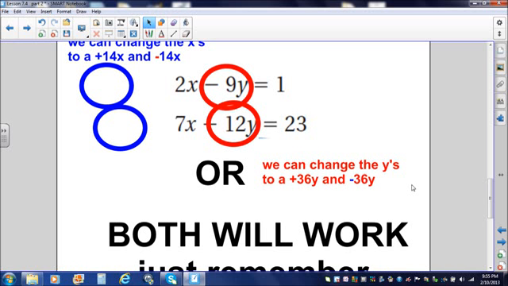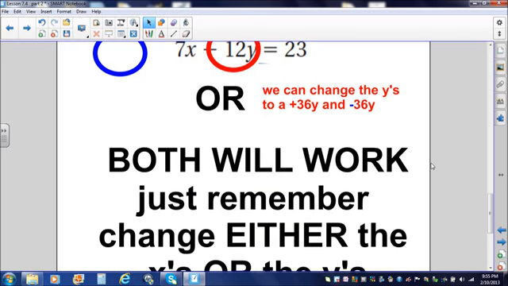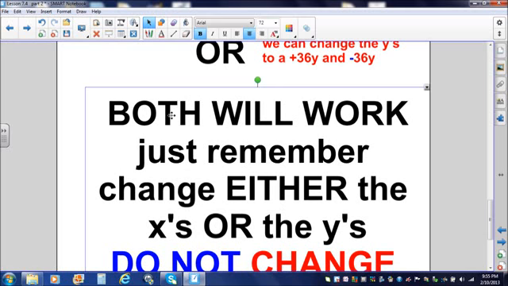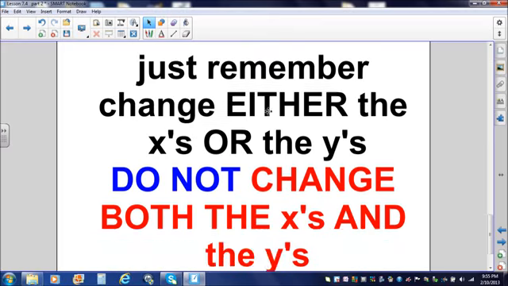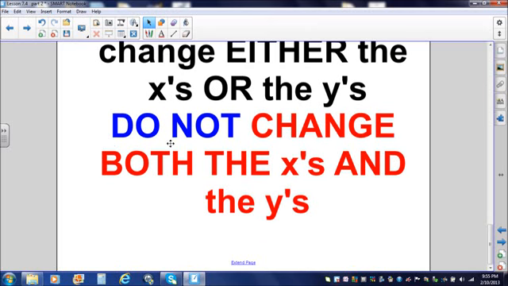Which do we change? That is a good question. You can change either one, your choice. Both will work. What you need to remember is change either the x's or change the y's. Do not change both the x's and y's.